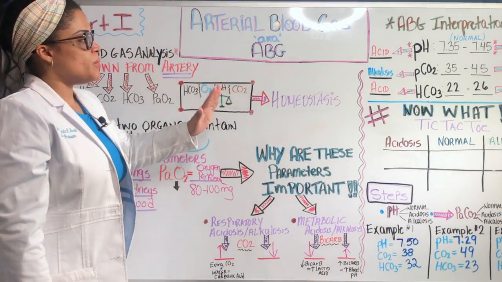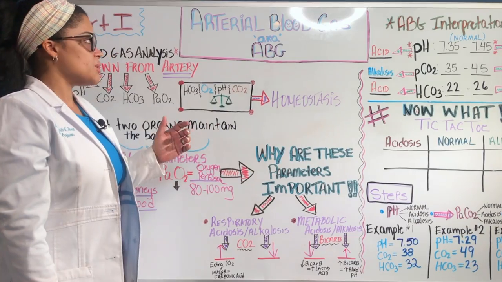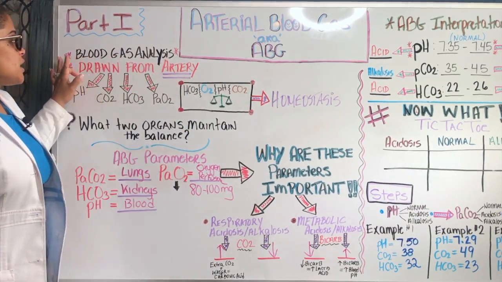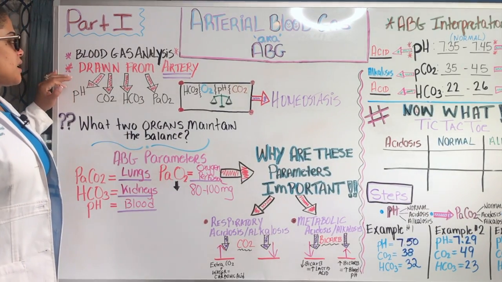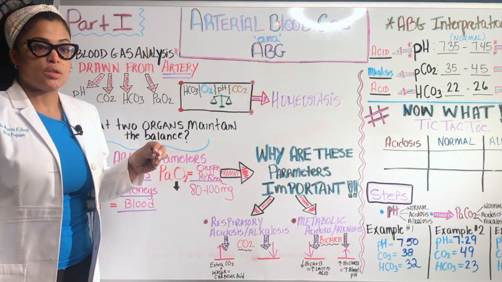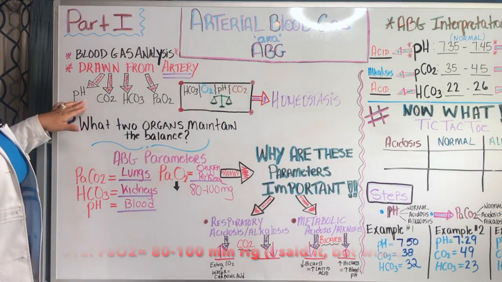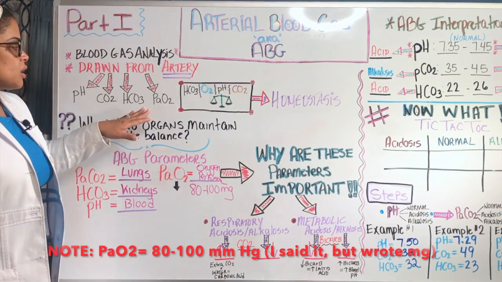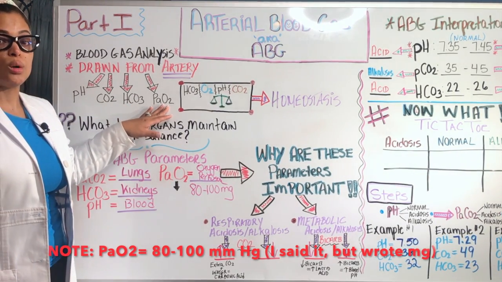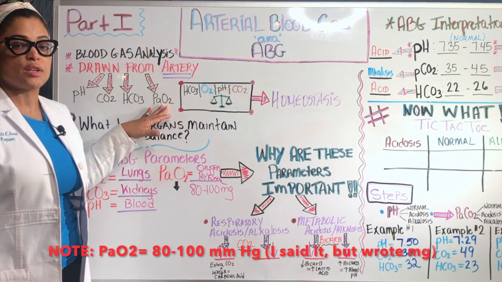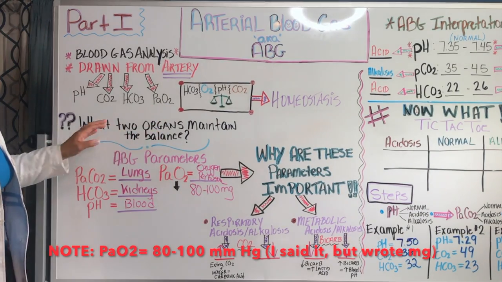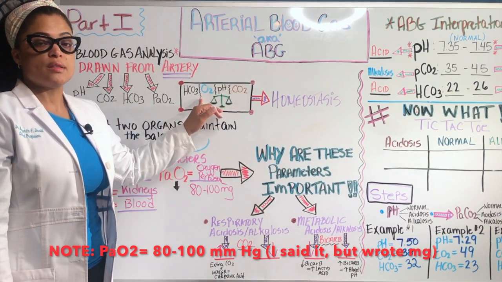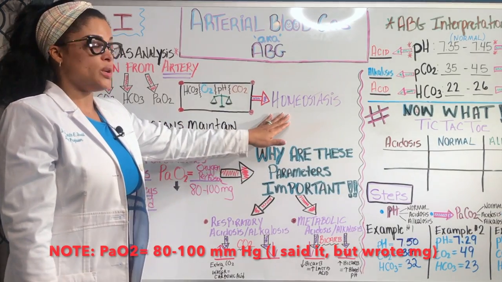Now let's just review before we go into ABG interpretation. So arterial blood gases, also known as ABG, is a blood gas analysis that is drawn from the artery of the patient, and it monitors pH, CO2, HCO3, which is bicarb, as well as PaO2, which tells us how much oxygen saturation is in your blood. At all times, all of these four parameters must be in balance in order to keep the body in homeostasis.